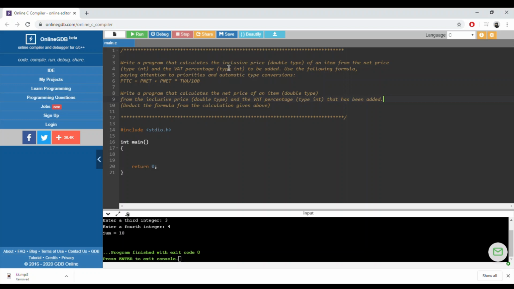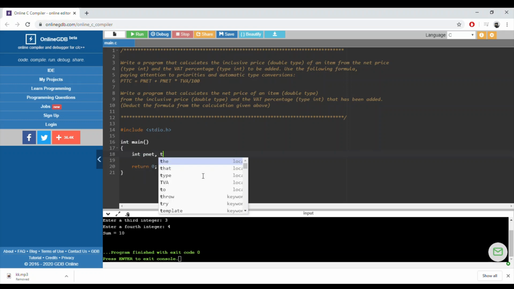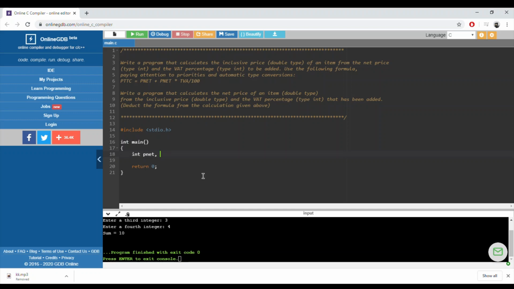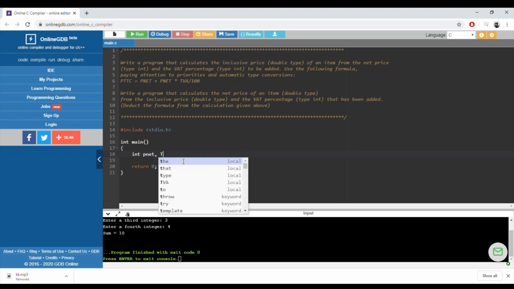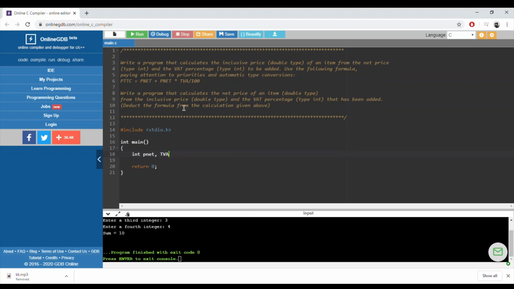So we have here the inclusive price, which is of type double, so this is the total price. The net price is of type integer, and the VAT is of type integer. So we have int pnet and TVA, our VAT. Let's keep it like in the formula. Those are of type integer, and we have the inclusive price, the total price, of type double.